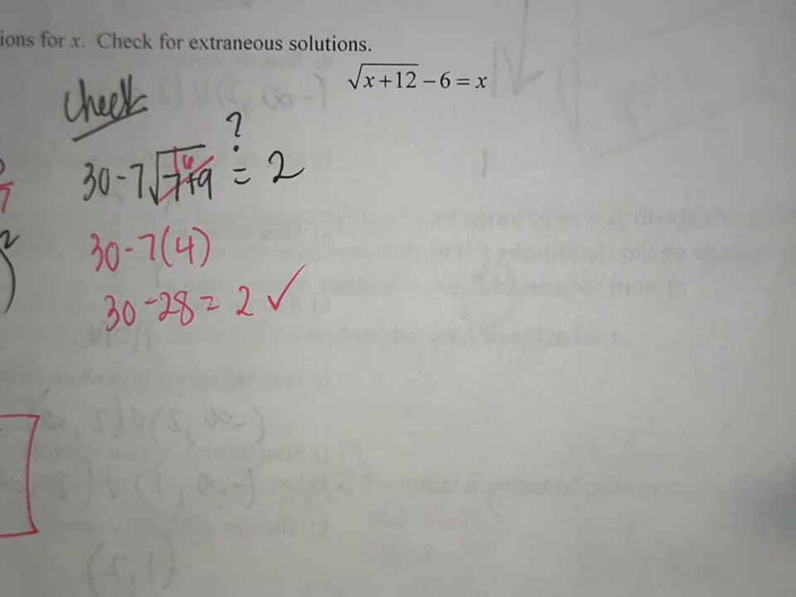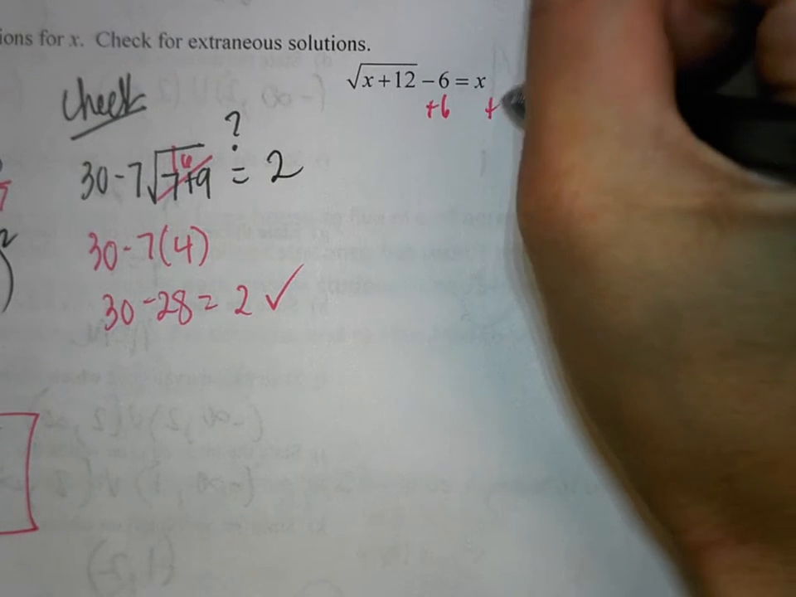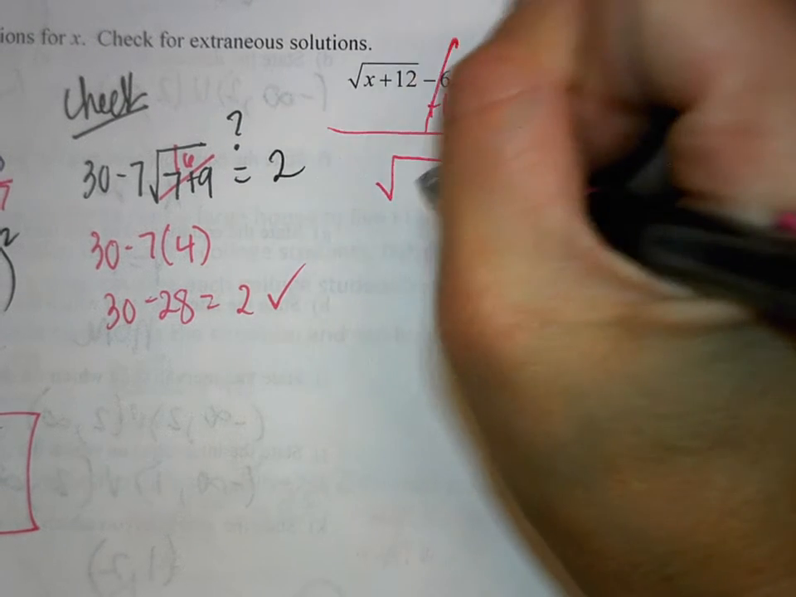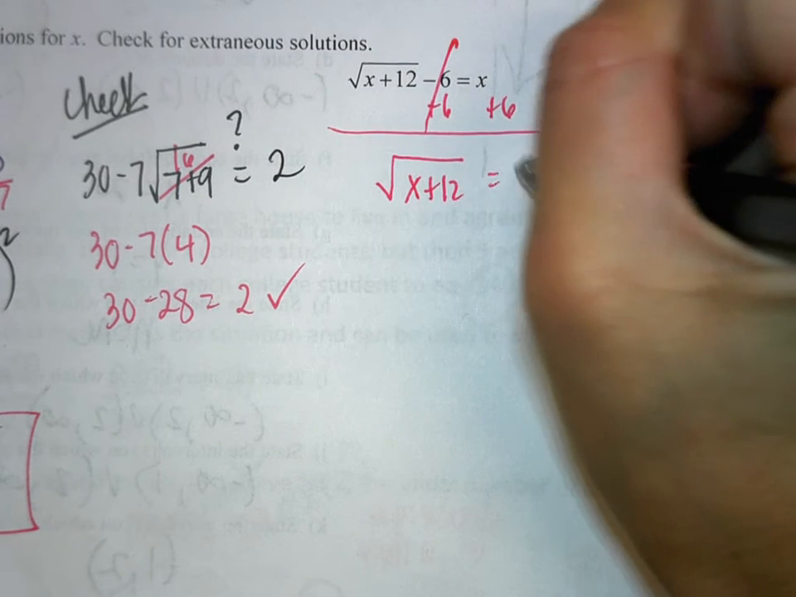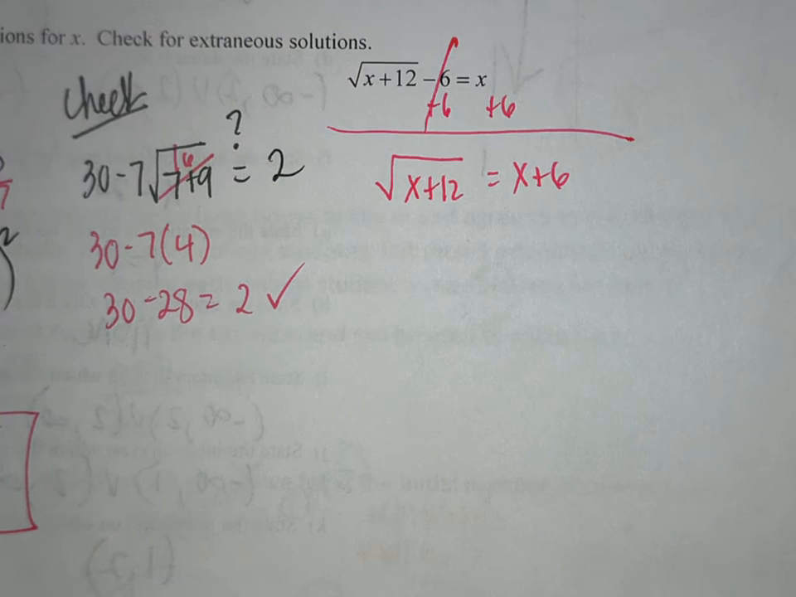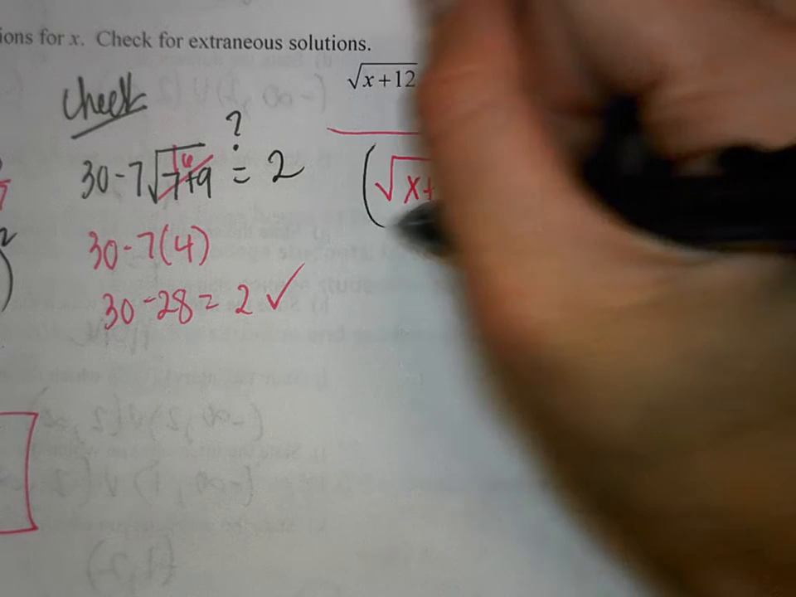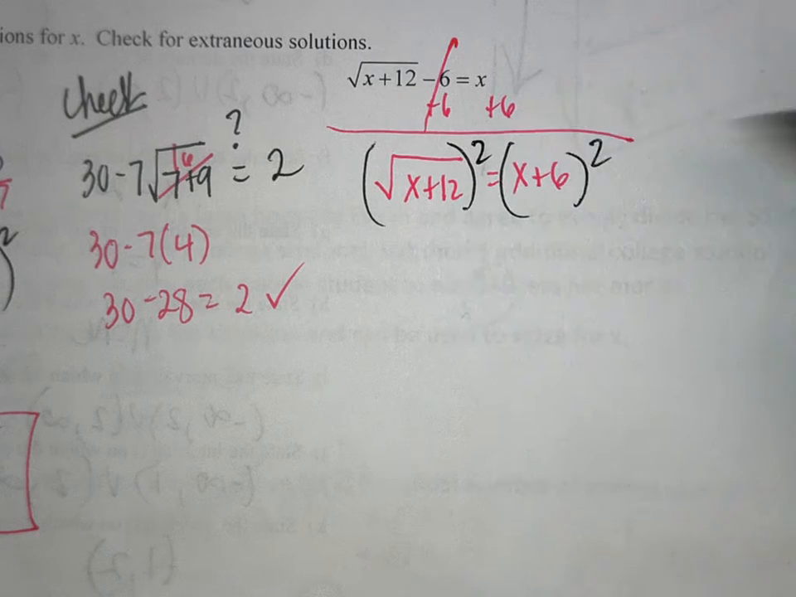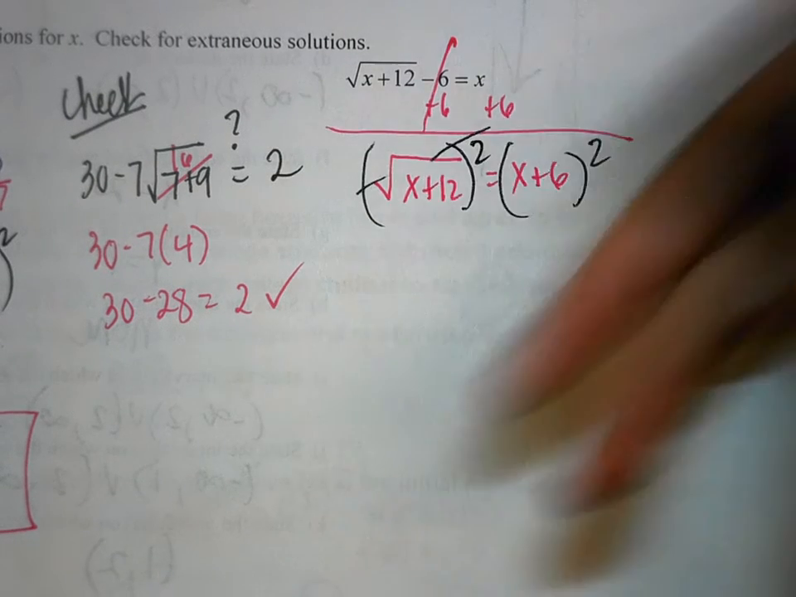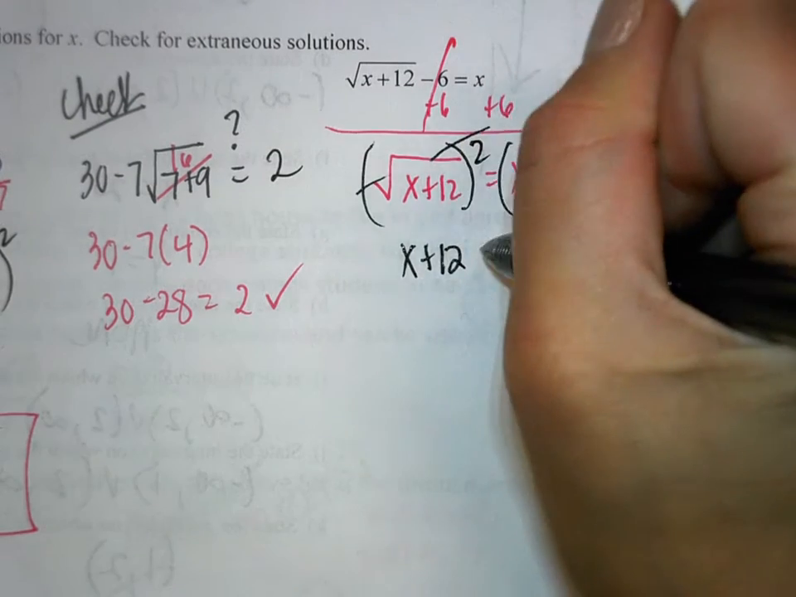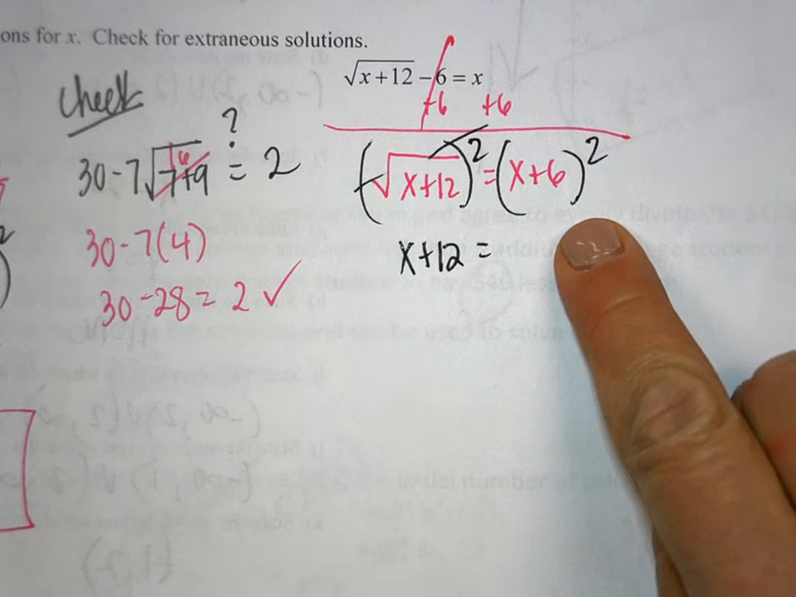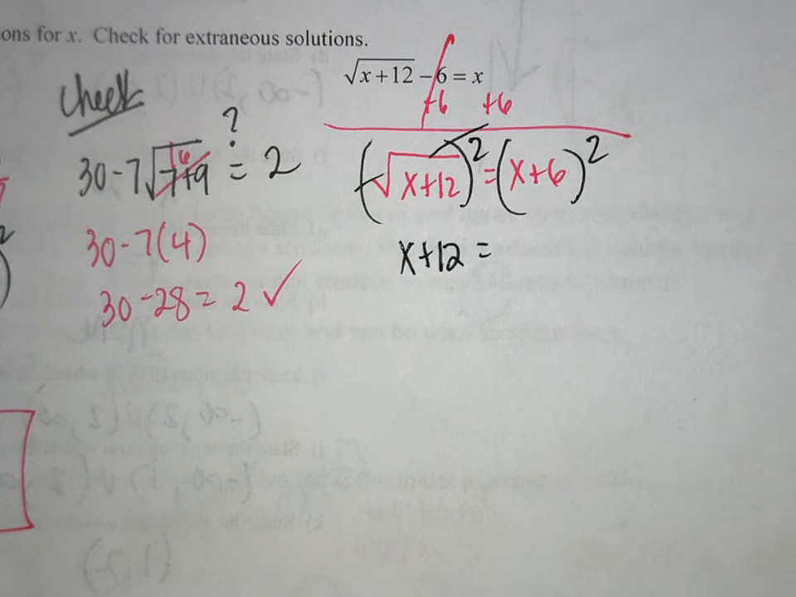What would I do in order to get the root by itself here? Good, add 6 to both sides. We get the square root of x plus 12 equals x plus 6. What do I do next? How do I get rid of the square root? Square both sides. Now, when I do that, it eliminates the root, and I get x plus 12. But how do I deal with this x plus 6 squared? What do I do?